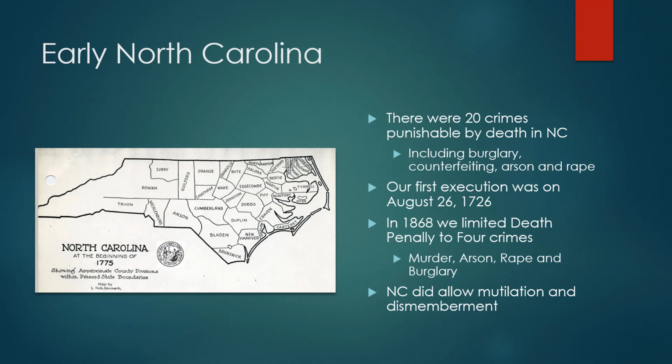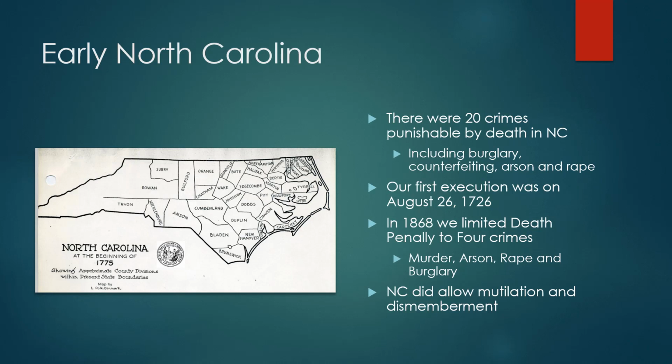But we brought over these ideas from England, and there were lots of crimes for which you could be executed. Those included things like burglary, counterfeiting, arson, rape, all of those. The first recorded execution, now there were probably executions before this, but the first one we have a solid date for is not until 1726, which is only 50 years before the American Revolution. That was probably around 30 or 50 years after the establishment of a permanent colony in North Carolina, because of course there was an attempt to establish the first English-speaking colony here, the Roanoke colony, but it failed.